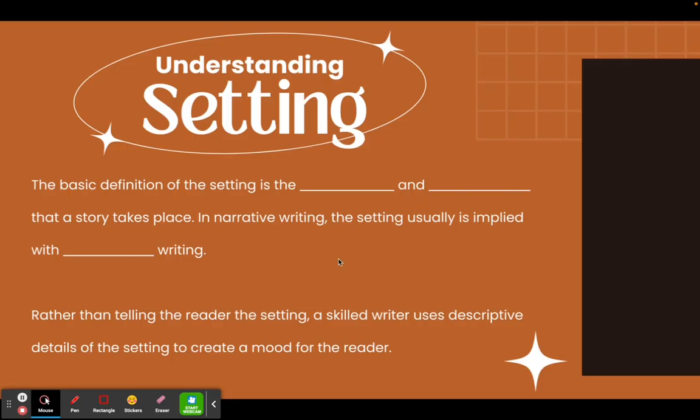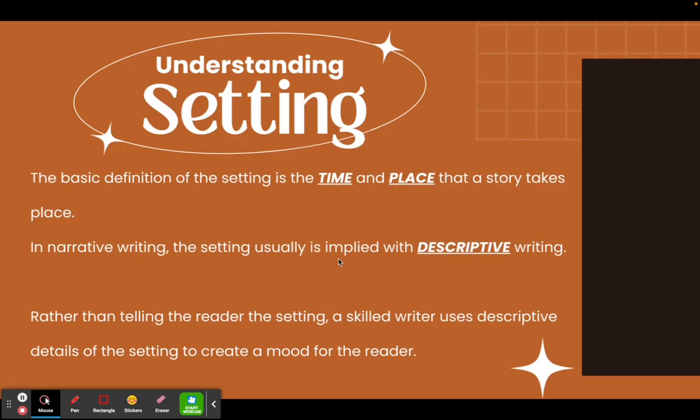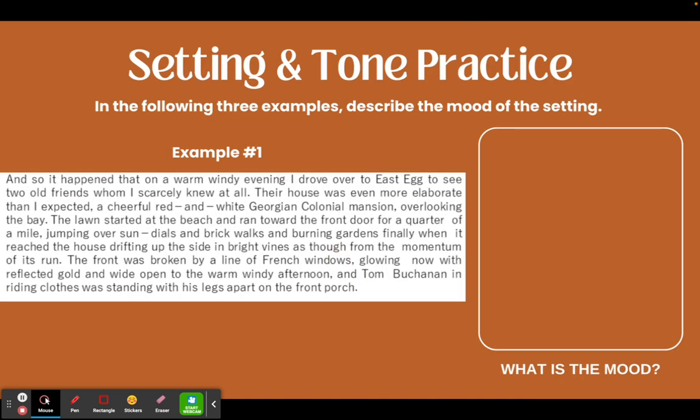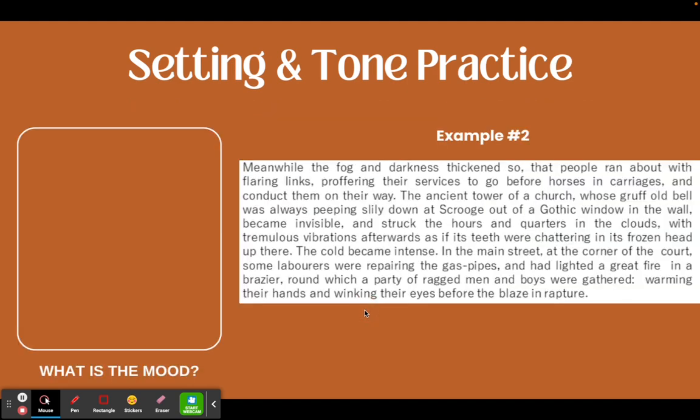Okay, now we're talking about setting. This is, like I told you last week, the time and place. It's going to set the backdrop for the story, and it needs to have a lot of descriptive writing in order to really make sense. So what you're going to do in these next 3 slides is read these little excerpts, and tell me what mood you get from the description of this setting. They're from 3 different novels.